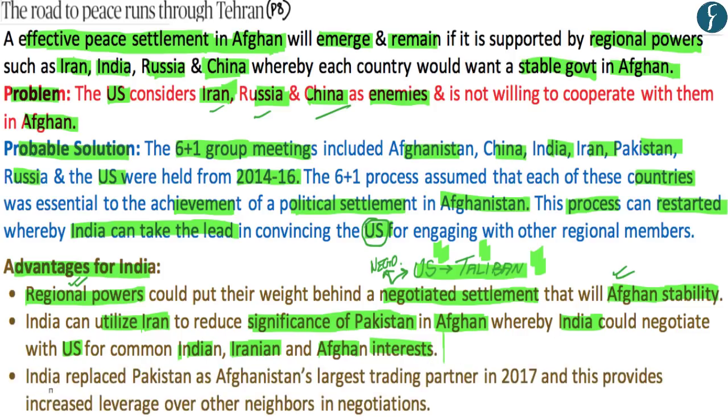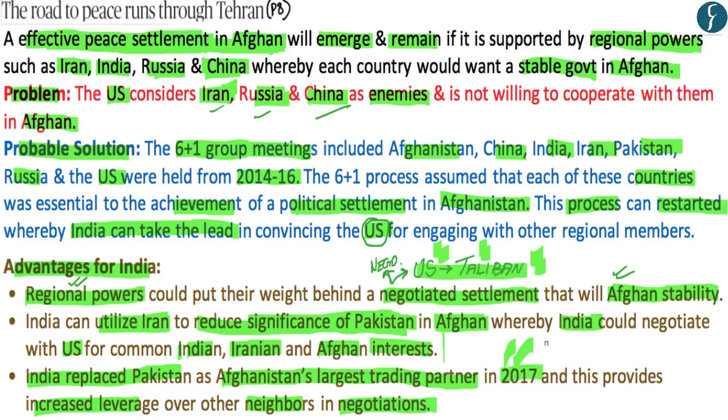Now, the third and the final advantage which the author is highlighting is that India has replaced Pakistan as Afghanistan's largest trading partner. And what this means is that this provides India with increased leverage over other neighbors with regards to negotiations about Afghanistan. However, one of the main aspects which has led to India replacing Pakistan as Afghanistan's largest trading partner was that in 2017 the Chabahar port was opened.